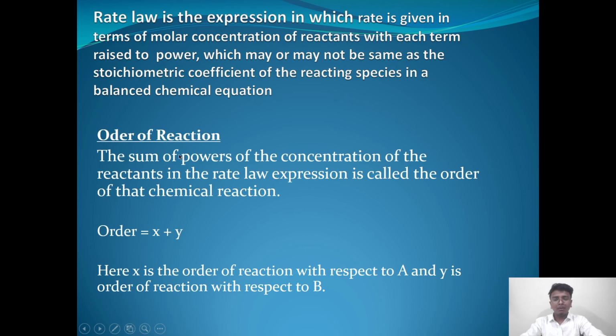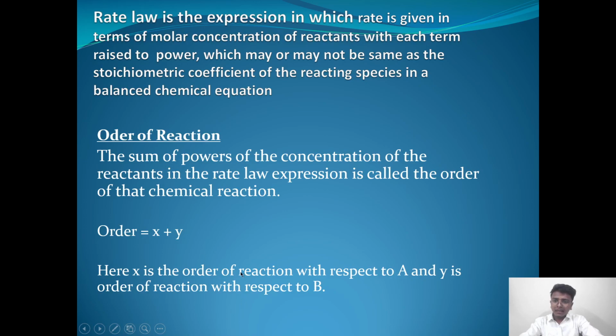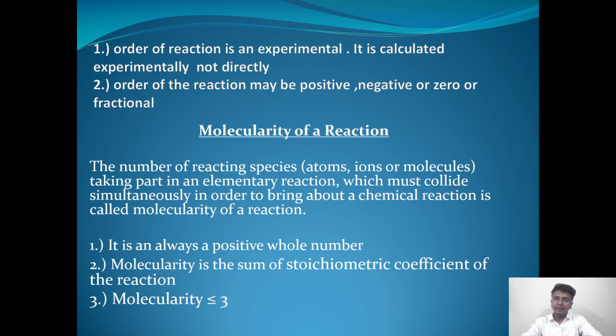Order is the sum of the powers of the concentrations of the reactants in the rate law expression. It means that in the last rate equation we have the powers x and y of the reactants A and B. Then the sum of these powers will be x plus y, and this is the order of the reaction. Here x is the order of the reaction with respect to A. It means x was the power of A, and y is the order of the reaction with respect to B. It means y was the power of B.